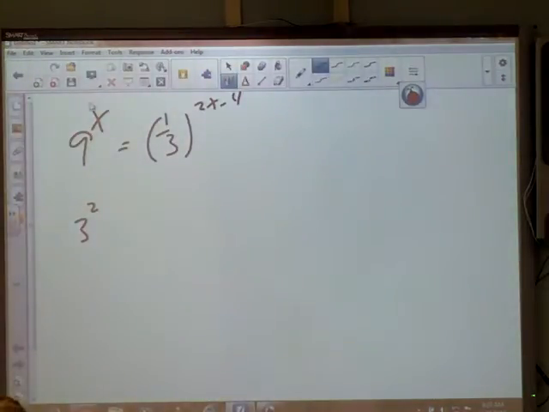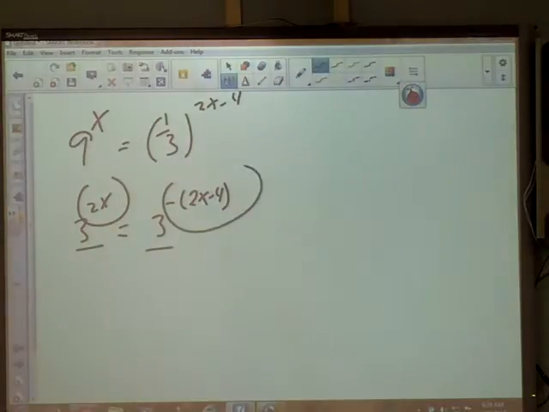3 squared makes 9, but there was already an x up there. To get a 3 here, it's already a 3. We just need to flip it. So what kind of power lets us flip stuff? Negative. A negative, and there's already a 2x minus 4. Now I've got 3 and 3 the same, so I'm going to set my powers equal to each other. So I'm going to have 2x equals, now at negative 1, I need to distribute, so that'll make that a negative 2x and a positive 4.